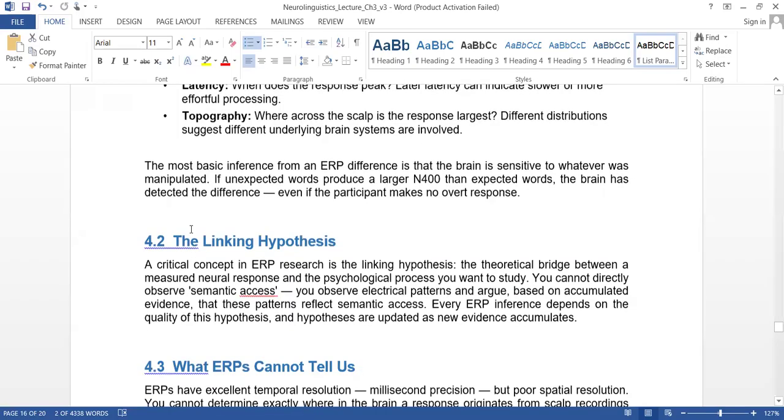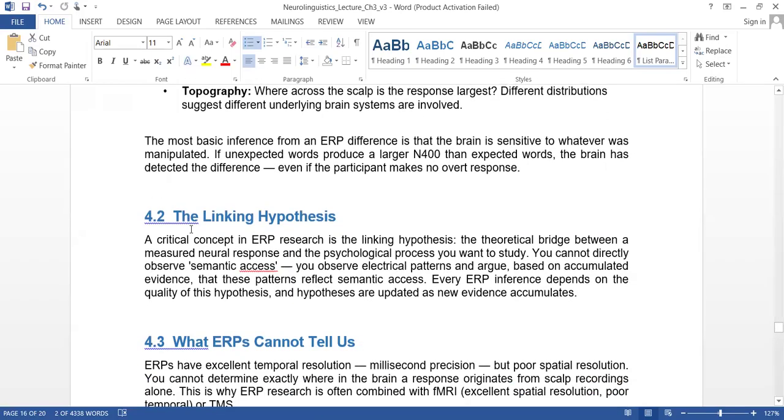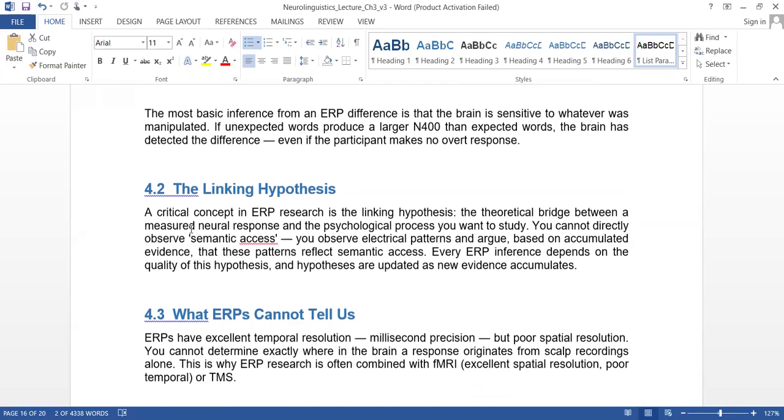The most basic inference from an ERP difference is that the brain is sensitive to whatever is manipulated. If unexpected words produce a larger N400 than expected words, the brain has detected the difference, even if the person makes no overt response. Now, this is very important. This is like cross-checking participants' explicit knowledge about language learning against the implicit behavior of the brain, right? So this is very important, so that the researchers can check this through this ERP technique.